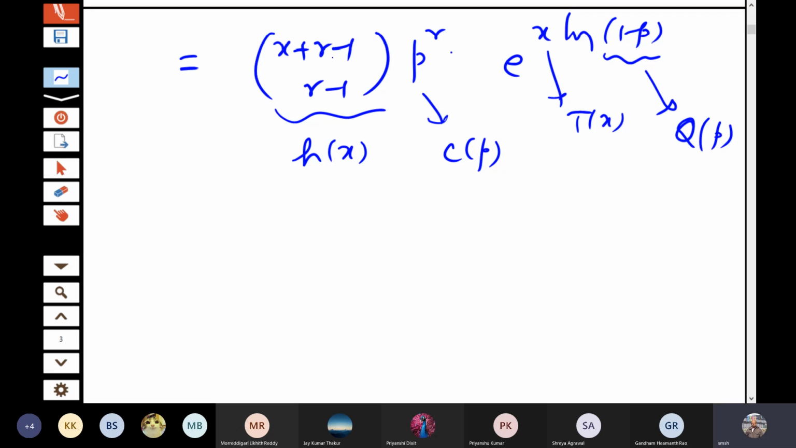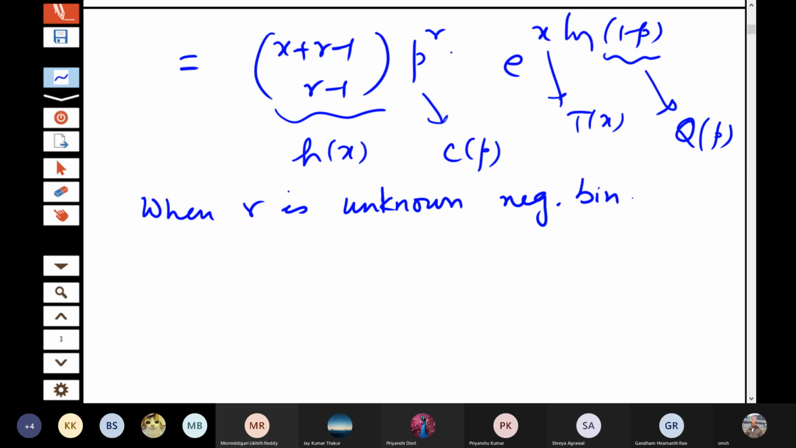But if r is unknown, then I cannot put this here, because (x plus r minus 1) C (r minus 1) involves both x and r. So this cannot be separated out. So when r is unknown, negative binomial is not in the exponential family.